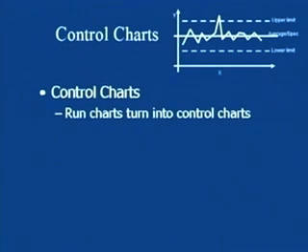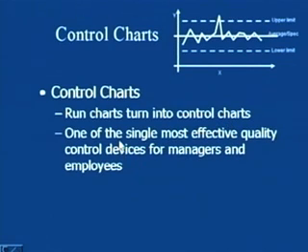Control charts, basically, are run charts. If you remember the second tool that we talked about in the 7 quality control tools category, that is the run chart. If you remove the lower limit and upper limit, this is nothing but a run chart, and a run chart turns into the control chart by adding two limits, the lower limit as well as the upper limit. It is one of the single most effective quality control devices for managers and employees.